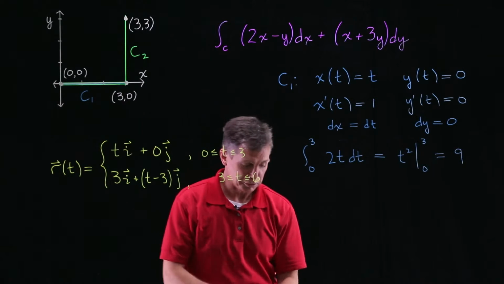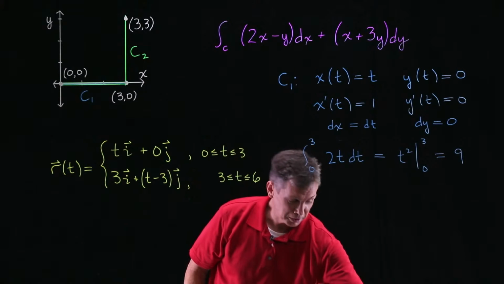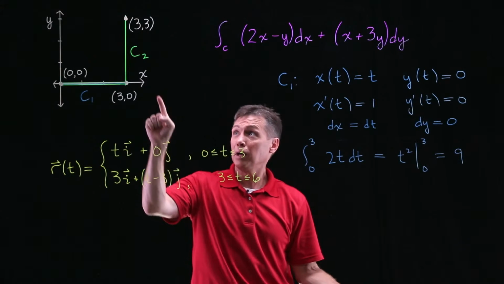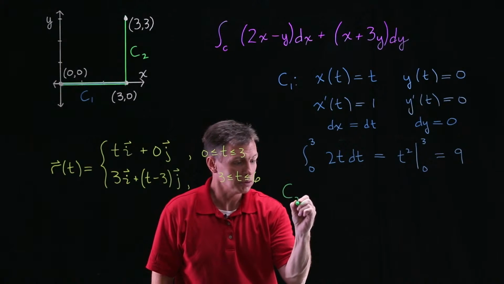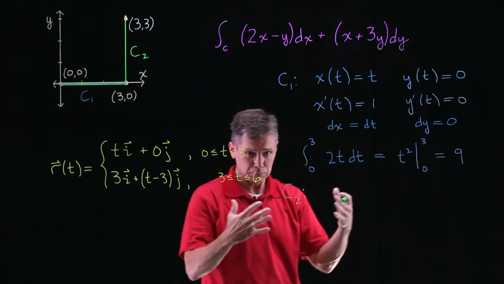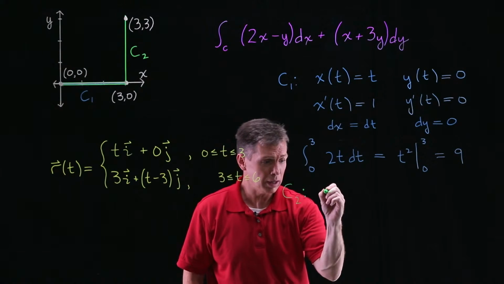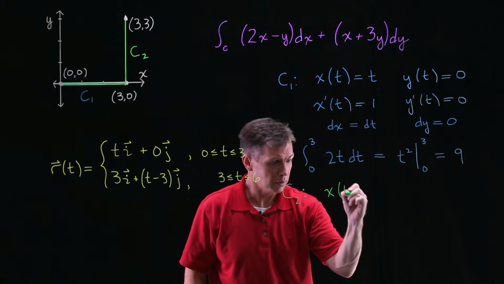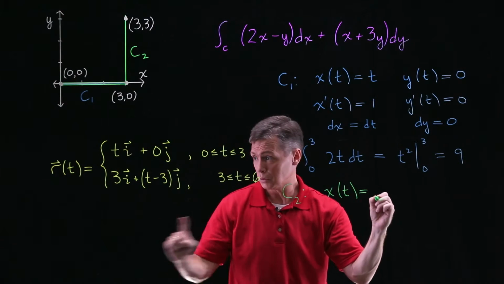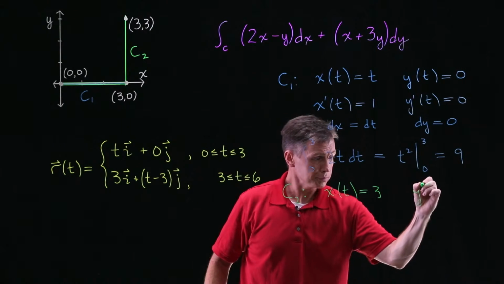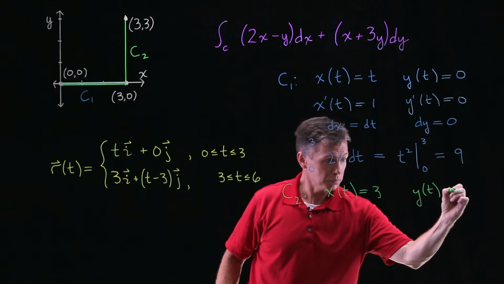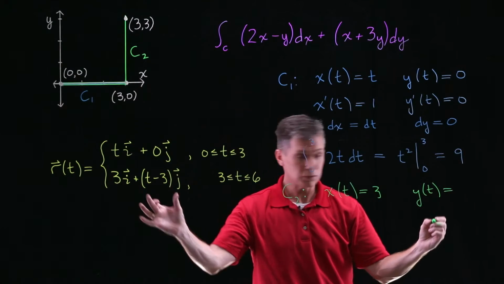Might use a calculator for this next one, so if you want to have yours ready. My second path, I used green, I guess, but c sub 2. I'm going to go through all the same work. Let's lay out our x and our y. X of t equals 3. Y of t equals t minus 3.